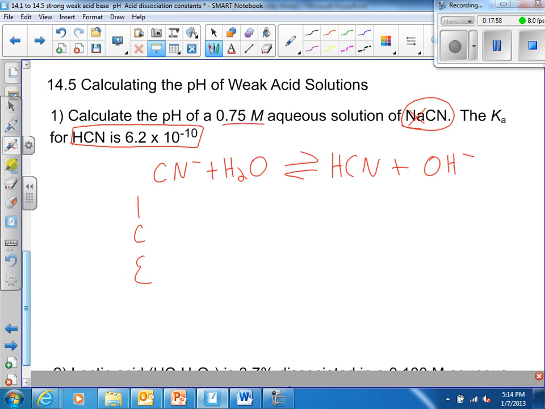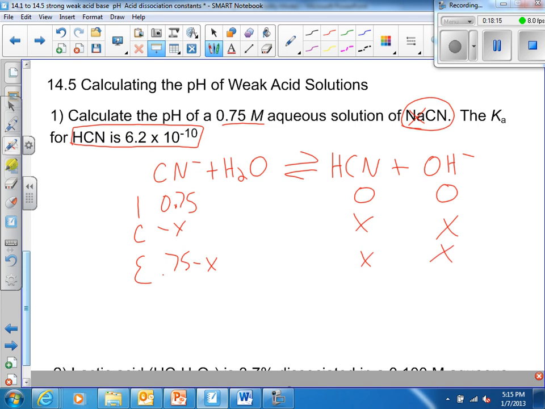CN-, what was the concentration? Right here, 0.75 molar. I don't worry about the water. These were not given. Those start out as 0. I don't worry about them. Minus X, X, X, 0.75 minus X, X, X.